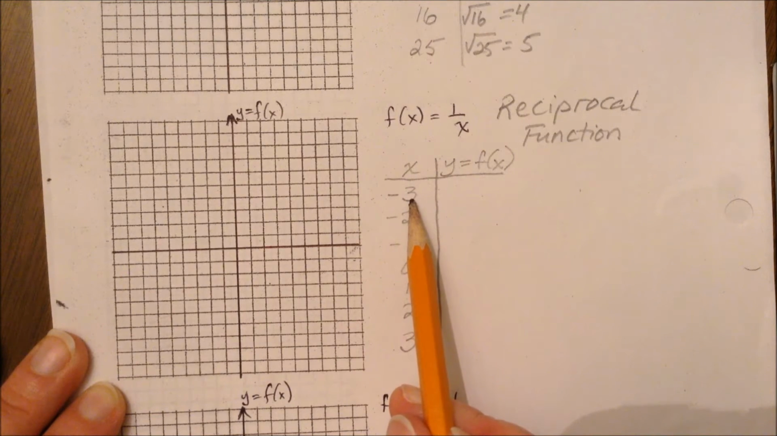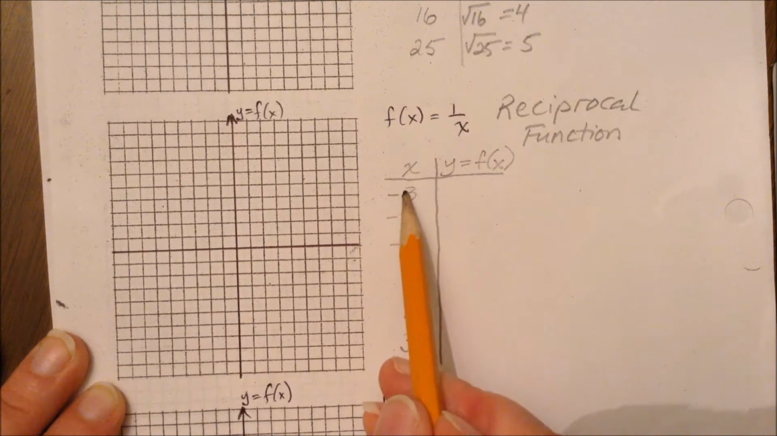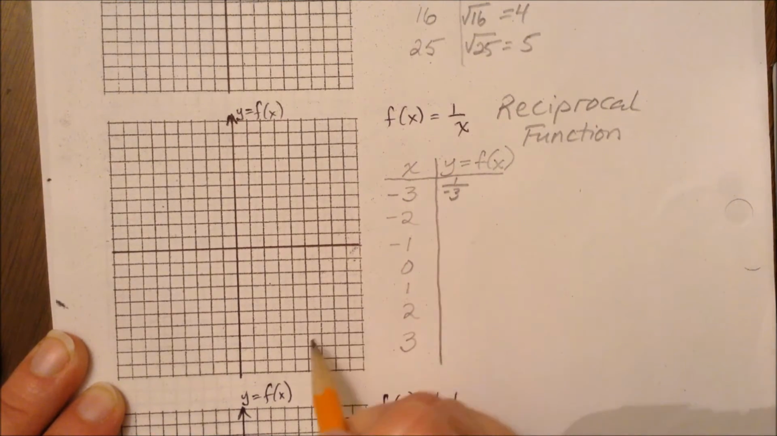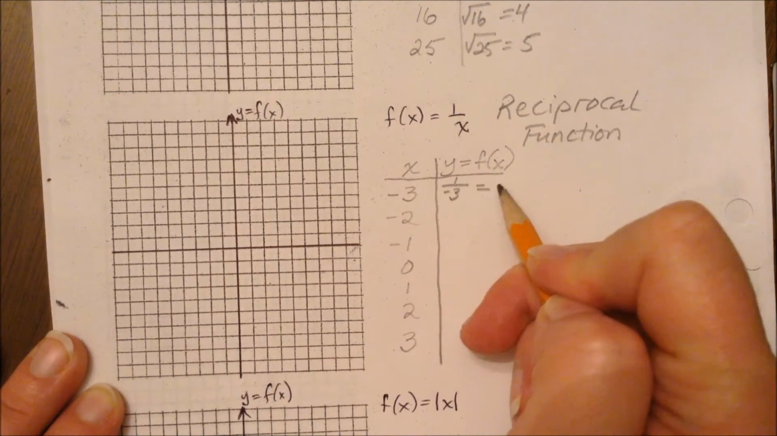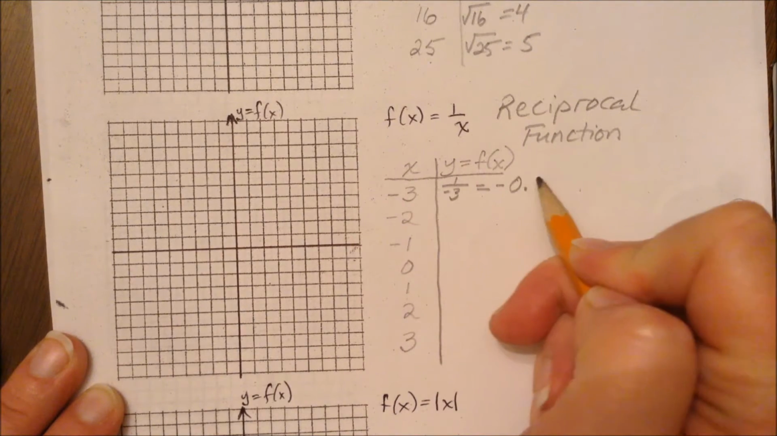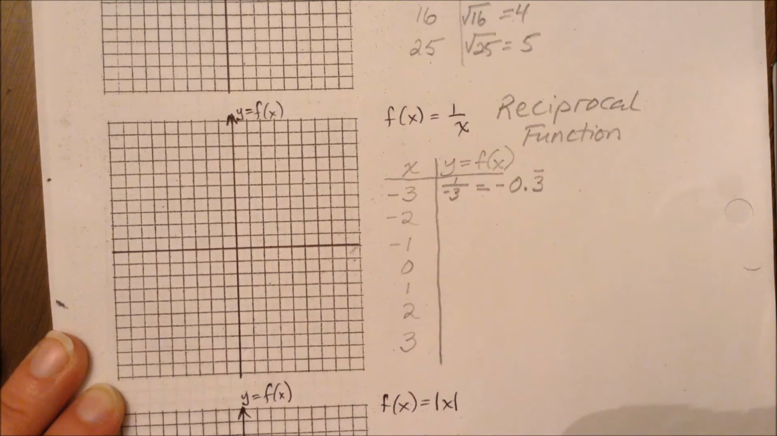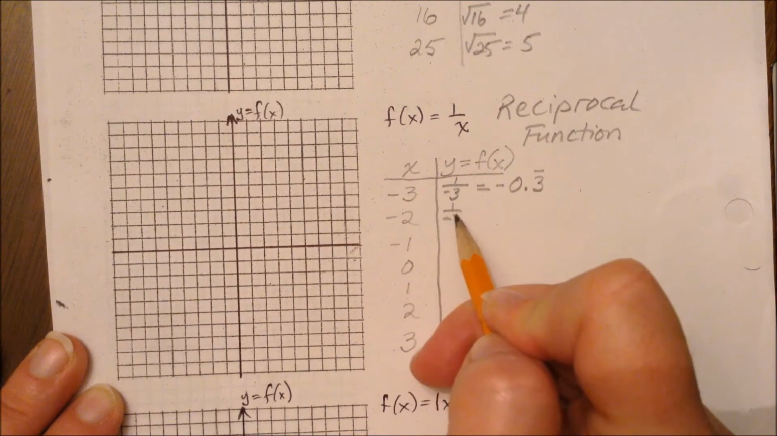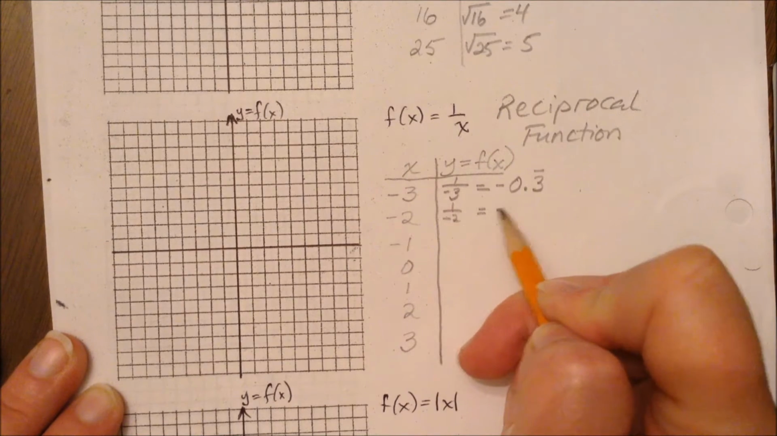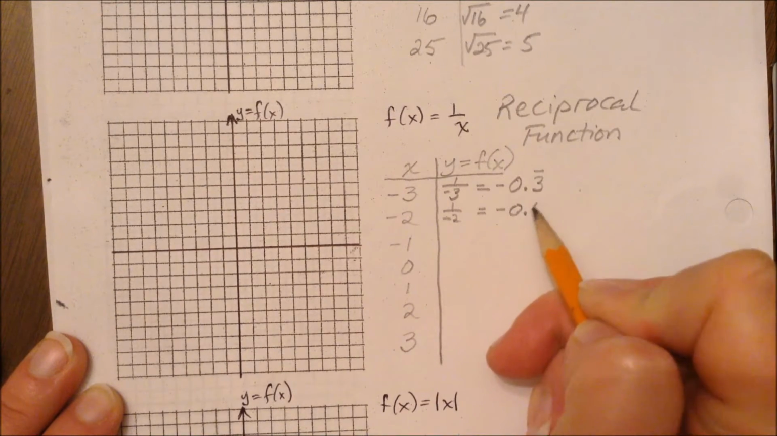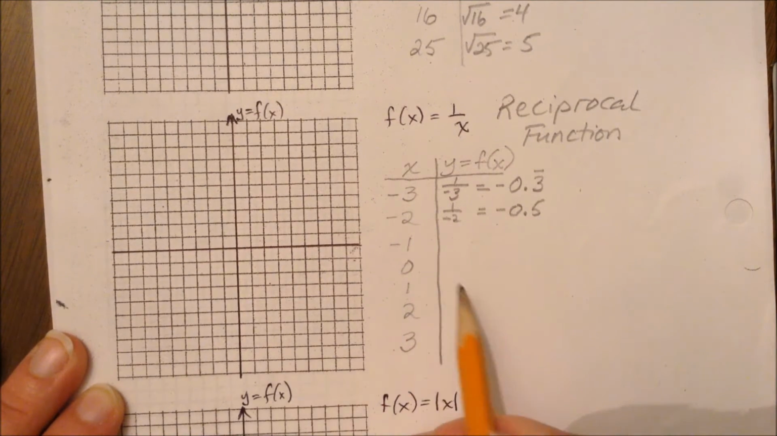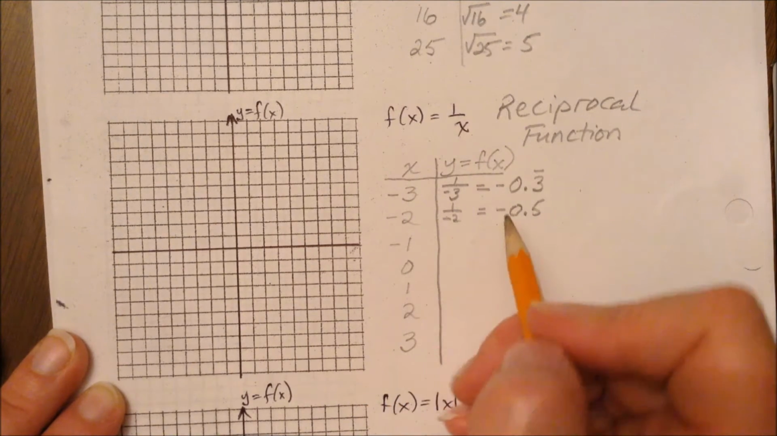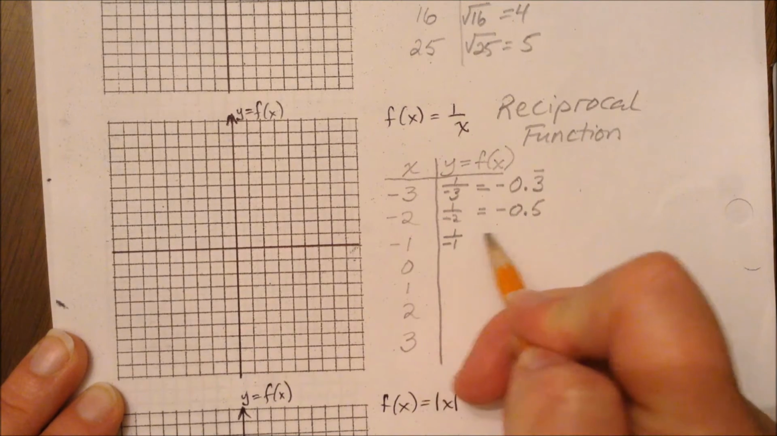Now, when we substitute these in, f at -3 is going to be 1 divided by -3, which is -1/3, or if you prefer, -0.3 repeated. 1 divided by -2 is -1/2, or if you prefer a decimal, -0.5. 1 divided by -1 is -1.